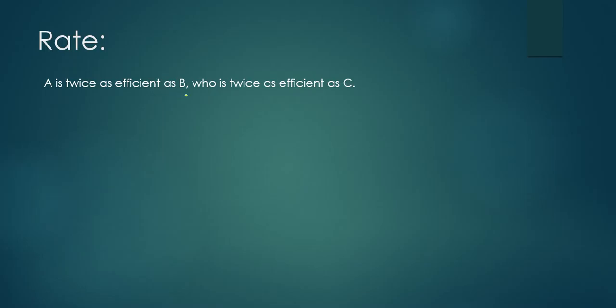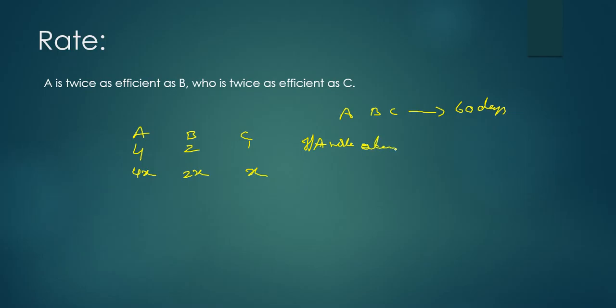A is twice as efficient as B, and B is twice as efficient as C. It means if C does 1 unit, B will do 2 units and A will do 4 units. If C does X units, B will do 2X units and A will do 4X units. Okay, simple. If all 3 together can complete a work in 60 days, it means A, B, C together can complete the work in 60 days. The question will be asked like this: if A works alone, then how many days are required?